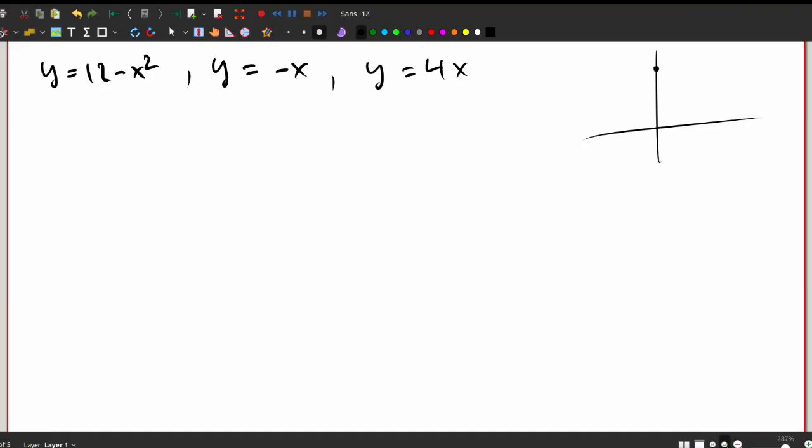So we have y is equal to 12 minus x squared, which is a parabola that looks like this. We have y is equal to 4x, which is a steep line that goes this way. And we have y is equal to negative x, which goes this way. So the region that's bounded by all three of these curves is this region right here. We can't do this in a single integral because they're two separate lines that bound the region. So we're going to break it up.